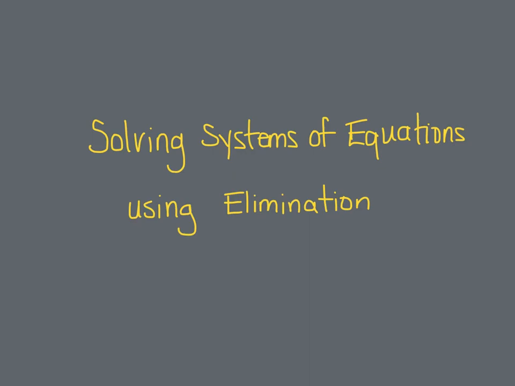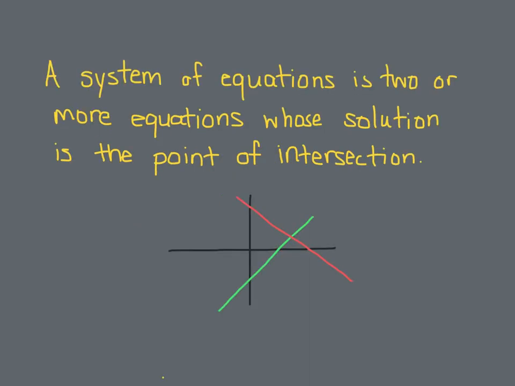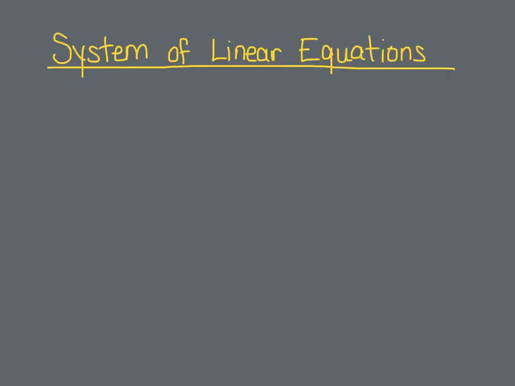Solving systems of equations using elimination. A system of equations is two or more equations whose solution is the point of intersection on the graph of the system. A system of linear equations is two or more linear equations, so their graphs would be straight lines.